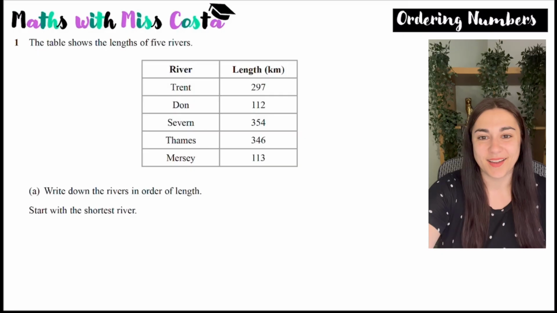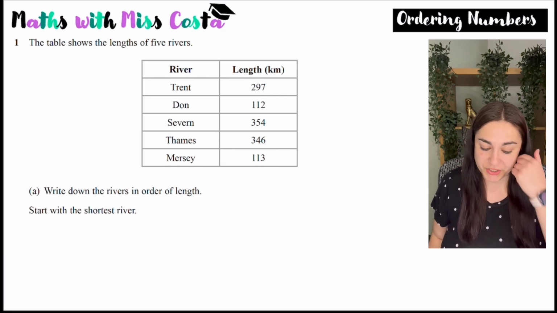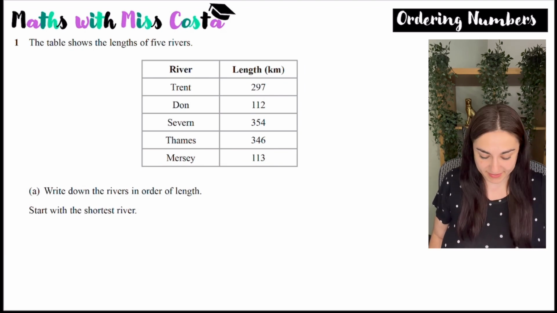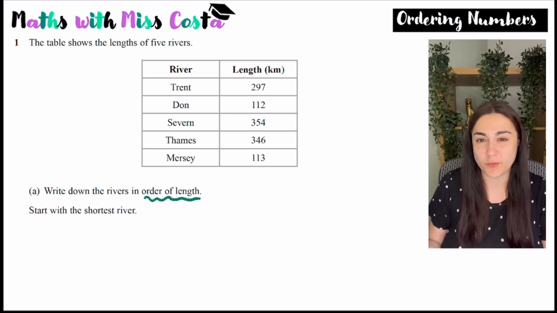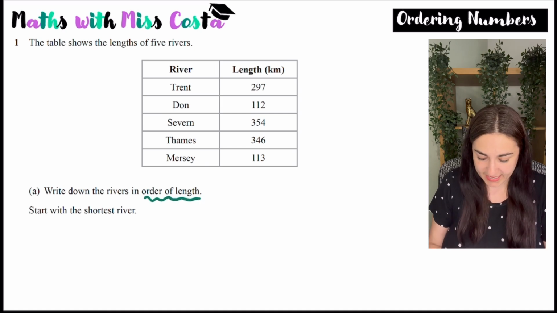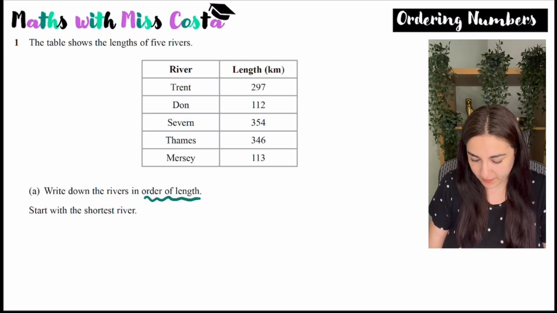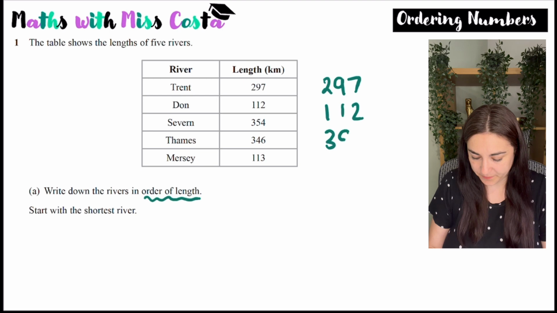Okay, so for this first question, I'm shown the lengths of 5 rivers, and I'm told to write down the rivers in order of length. So I'm going to look for the largest river first, and it might be helpful if we write them out just so that we can compare them more easily.